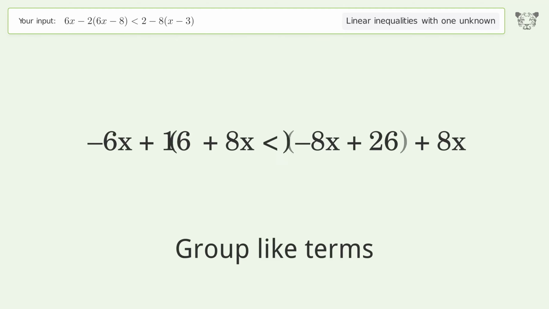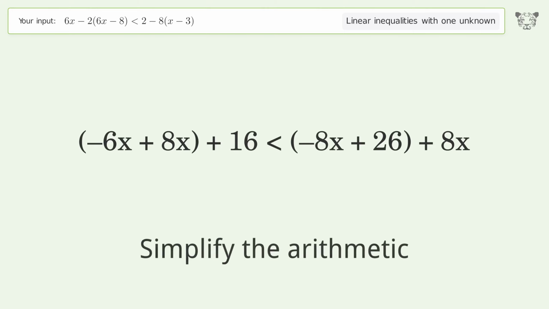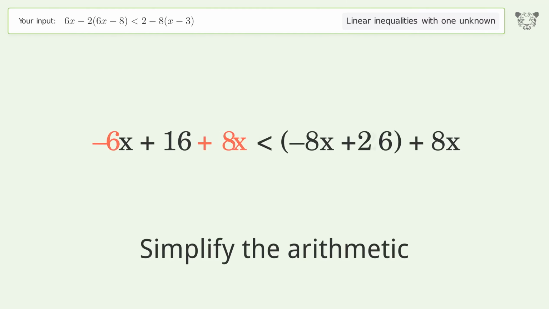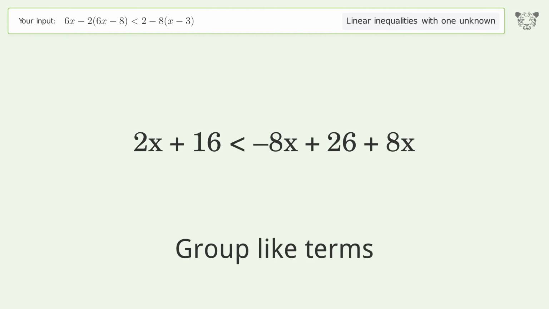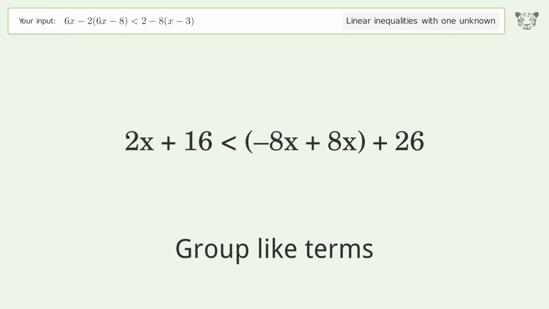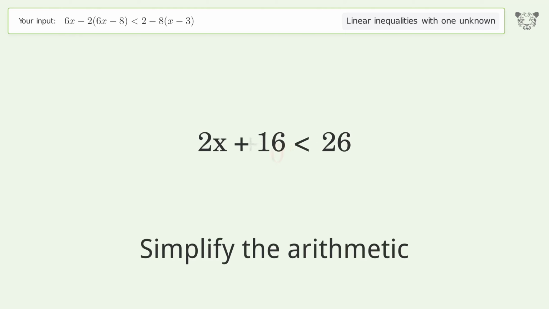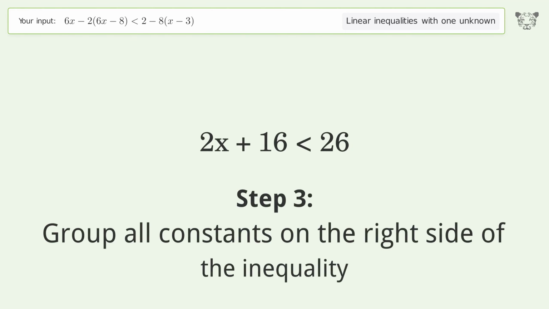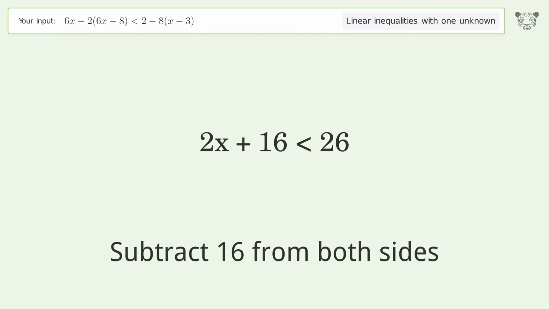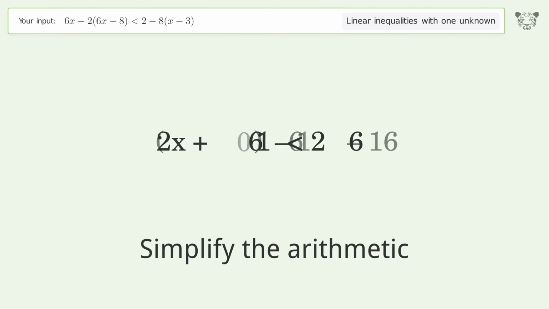Group like terms. Simplify the arithmetic. Group like terms. Simplify the arithmetic. Group all constants on the right side of the inequality. Subtract 16 from both sides. Simplify the arithmetic.